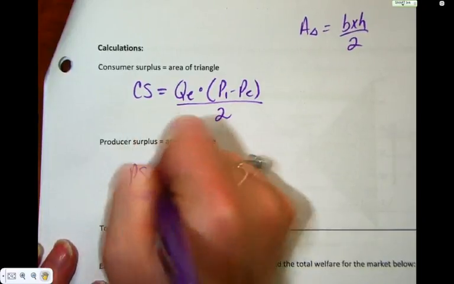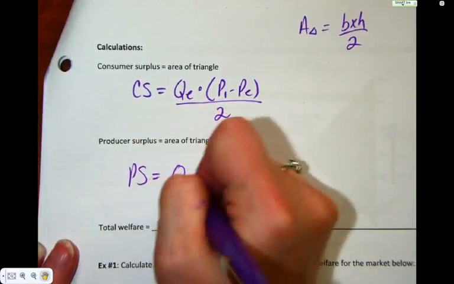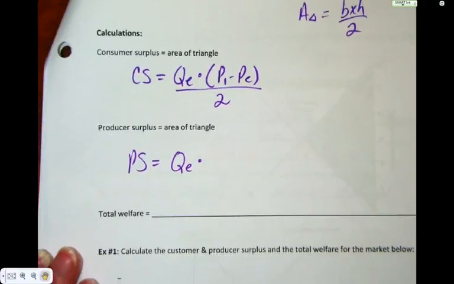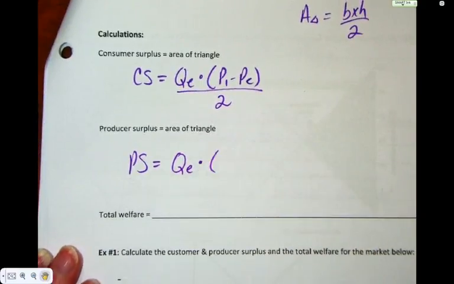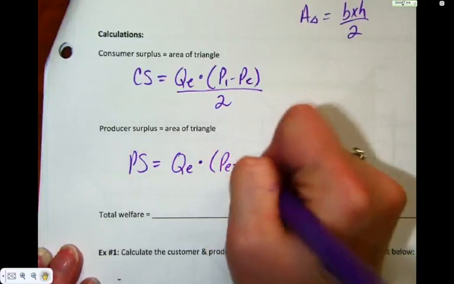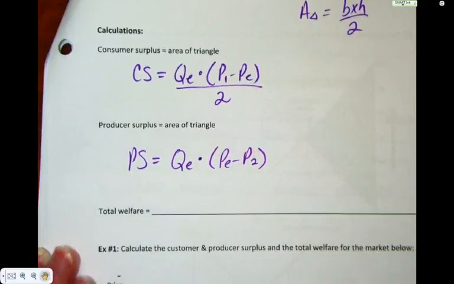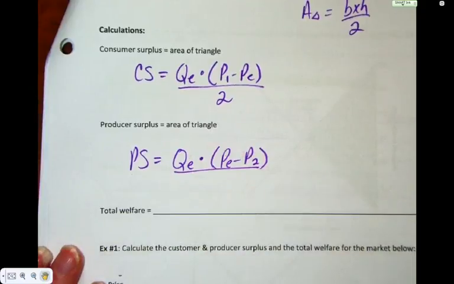Producer surplus, base is still QE. How do we find the height of the triangle? We called it P2 just because it was the second point. And we need to divide by 2. So although the formulas look confusing because there's all these variables, it's just the area of the triangle. That's all it comes down to.